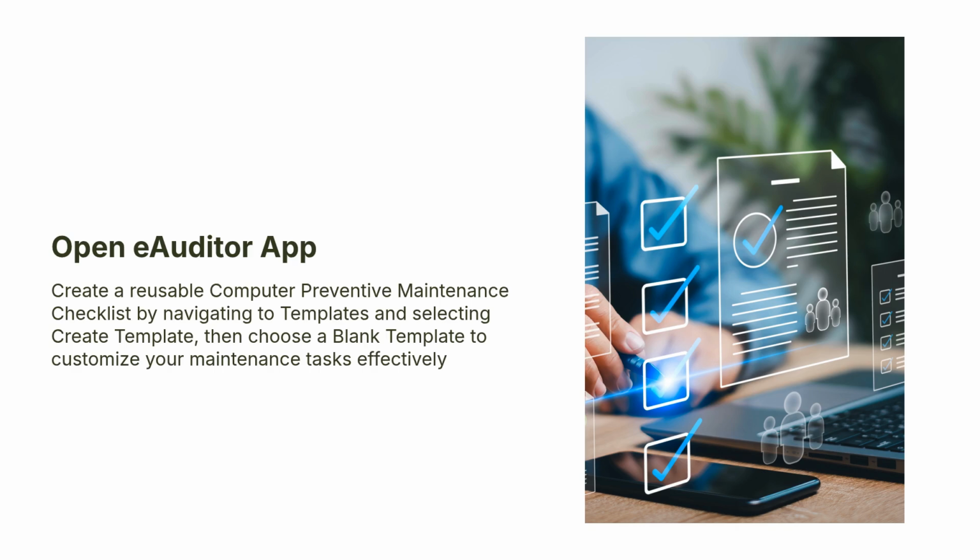Begin by opening the eAuditor app on your device to start your maintenance session. Navigate to Templates and tap Create Template. Then choose a blank template. This template becomes your reusable computer preventive maintenance checklist. It's an easy way to organize your maintenance tasks. Start with a blank slate and customize as needed.